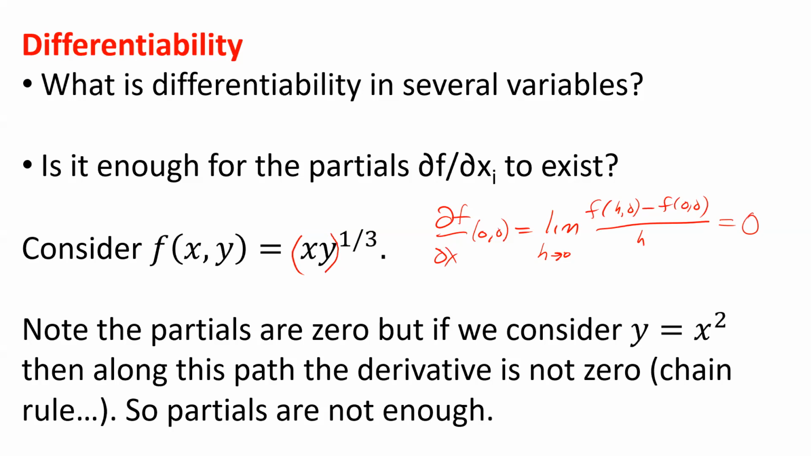But if we came along a parabola y equals x squared, then we would have, at that point, the function x cubed to the 1/3, which would just be x, and that's not going to have 0 derivative. So just because the partials are all 0 does not mean the function has 0 derivative. So does anybody remember the correct definition of what it means for a function to be differentiable in several variables?